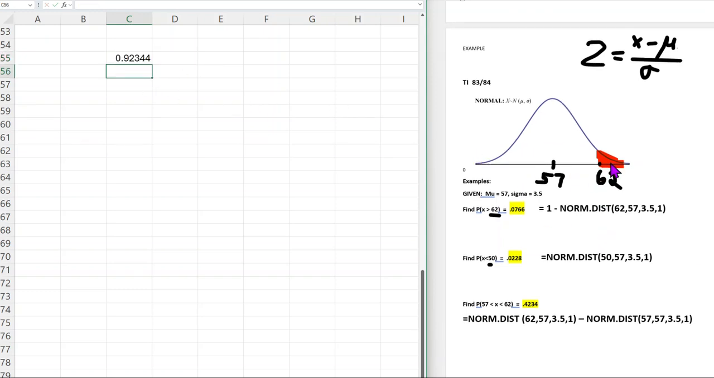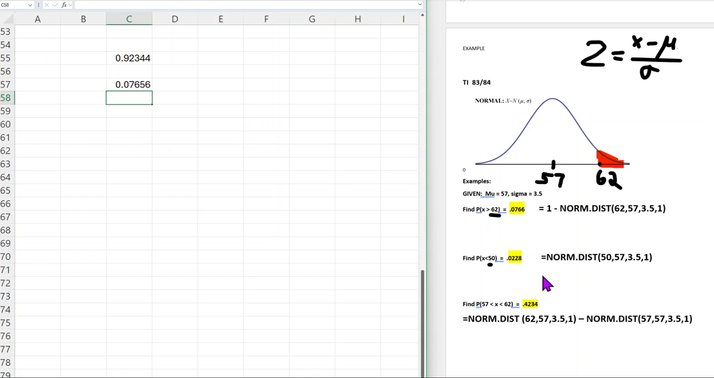If I were to press that right now, I get 92.2344. Well, that's definitely not that little red area. It's this whole great big area. So what if I take 1 minus that? I have to put an equal sign in there. Equals 1 minus that value. Now I get this. And if you add these two together, they equal 1. So now I know I got the right answer.